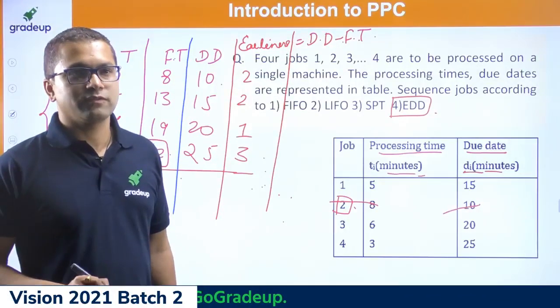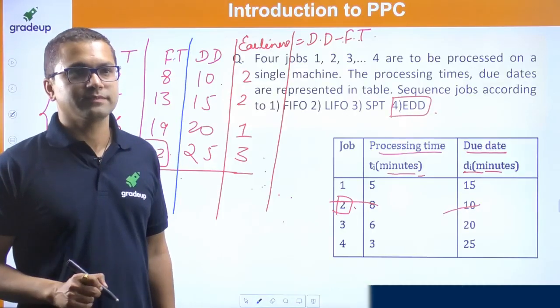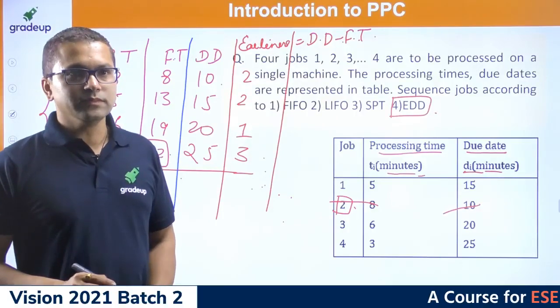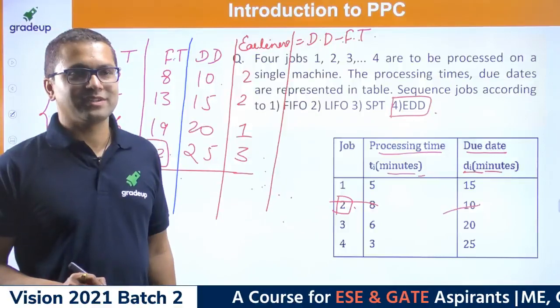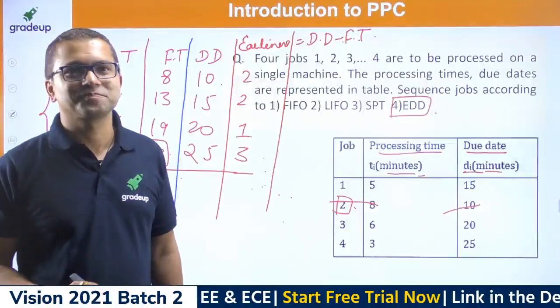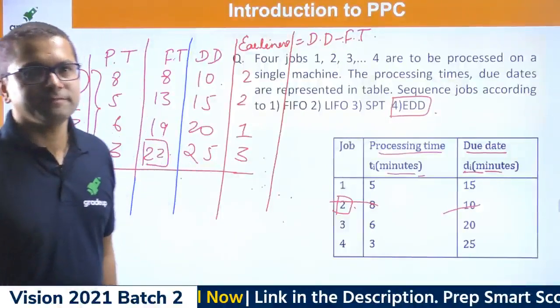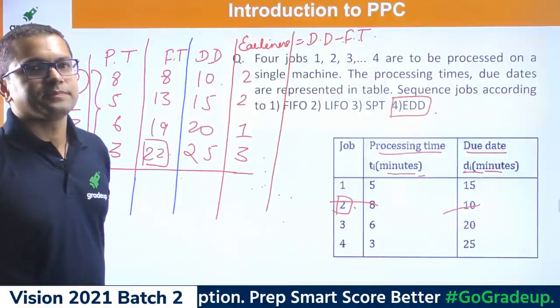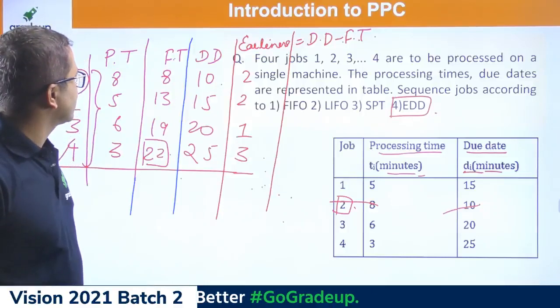Shortest processing time also 47. Is that it? Average flow time is same. This is what Mohammed tells us, and I'm going to believe in that because Mohammed is very accurate. SPT also 47, and EDD also 47. Is it 47?